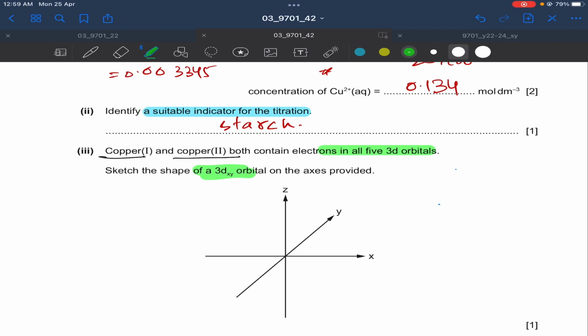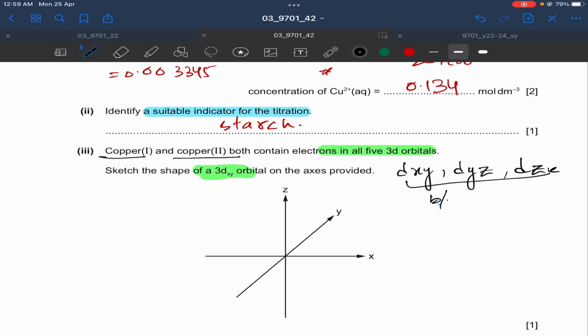But when they ask you to draw the shape of a d orbital, it is much more confusing, right? Because the d orbital has a kind of complicated shape. Two p orbitals are in connection with each other. So basically we have 5 degenerate d orbitals: dxy, dyz, dzx, right? So these 3 d orbitals lie between the planes, right? And the other 2 d orbitals, dx square minus y square and dz square, lie on the plane.